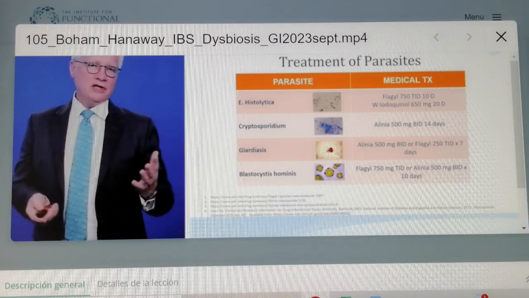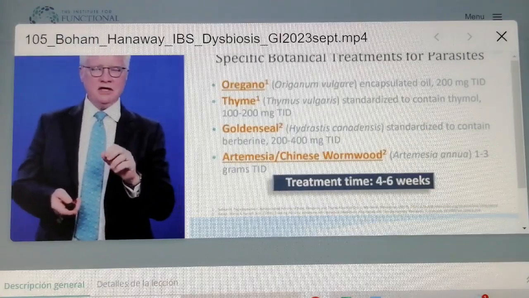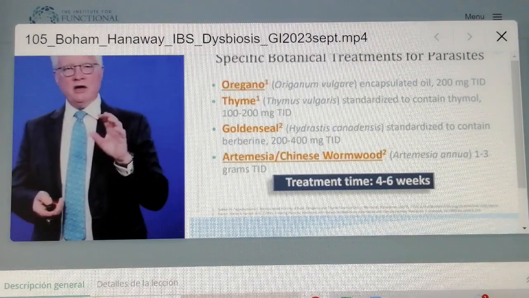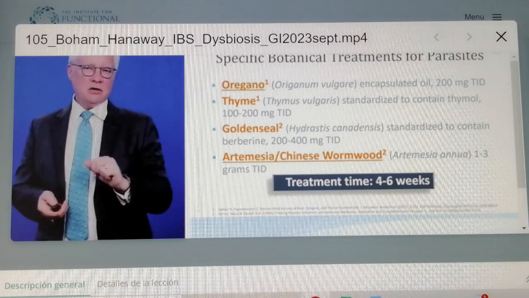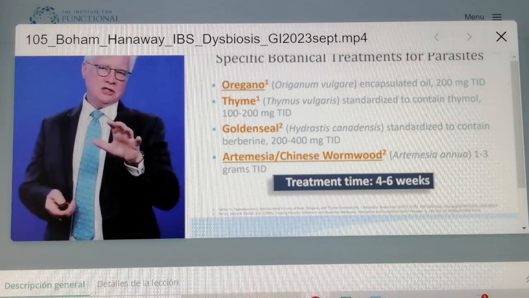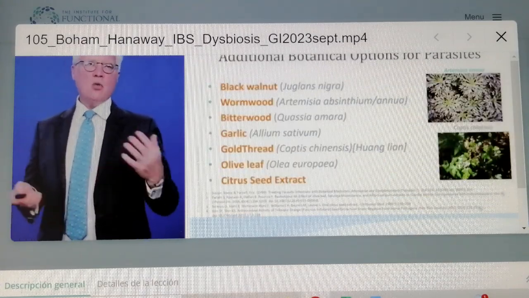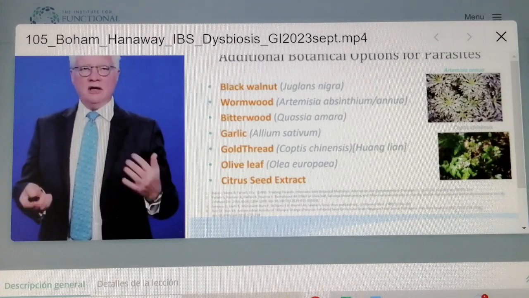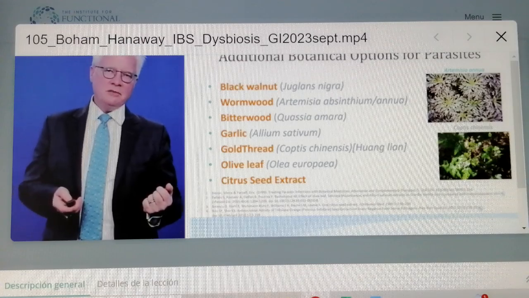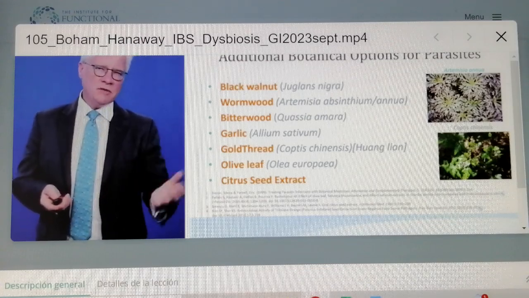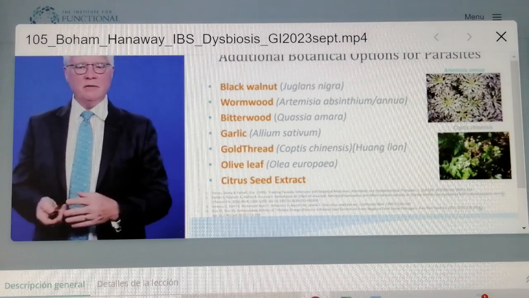I usually combine that, again, with oregano oil in encapsulated form of 200 milligrams 3 times a day for 10 days. I've found Artemisia, Chinese wormwood, also to be a useful thing to add instead. If I'm not using oregano oil, I'll use that, and I'll use those agents for a 4 to 6 week period of time. There are other combination products that include black walnut and Artemisia, garlic, and olive leaf that are helpful. Citrus seed extract I find to be more useful as a preventive agent, small amounts of that when I have people who are traveling internationally who are concerned about parasites. I think about that.